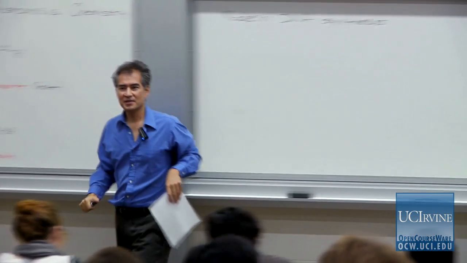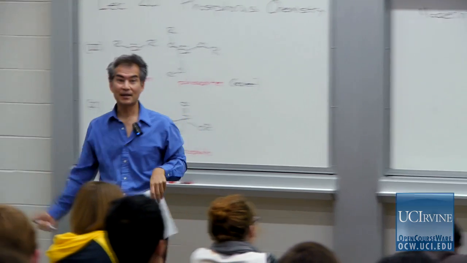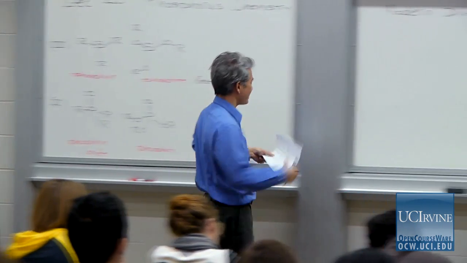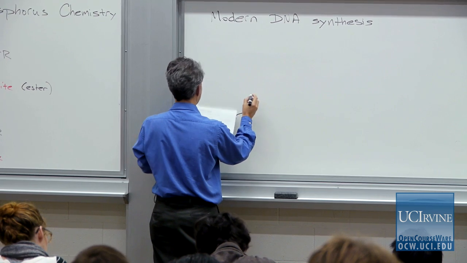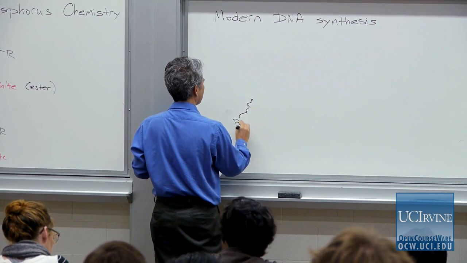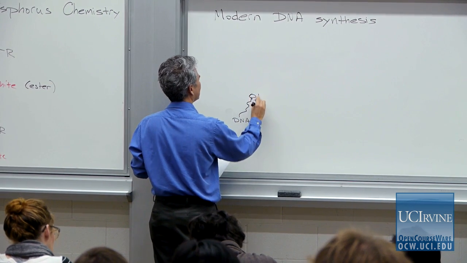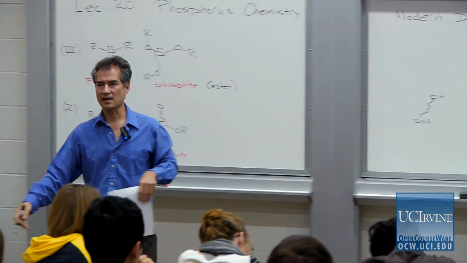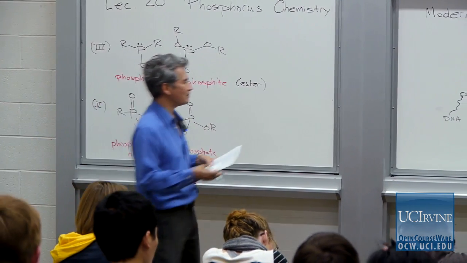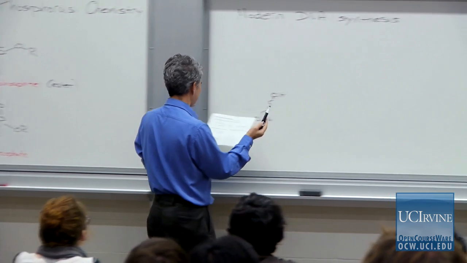Guess what they do in modern DNA synthesis? They don't use phosphates. They use phosphites. Let me go ahead and draw a typical phosphorus-oxygen coupling reaction. This is going to be a picture of my DNA strand. And suppose I wanted to add one, and I'm doing a chemical synthesis of DNA. I'm making a 50 mer or a 60 mer, and I'm now adding on my 50th subunit.